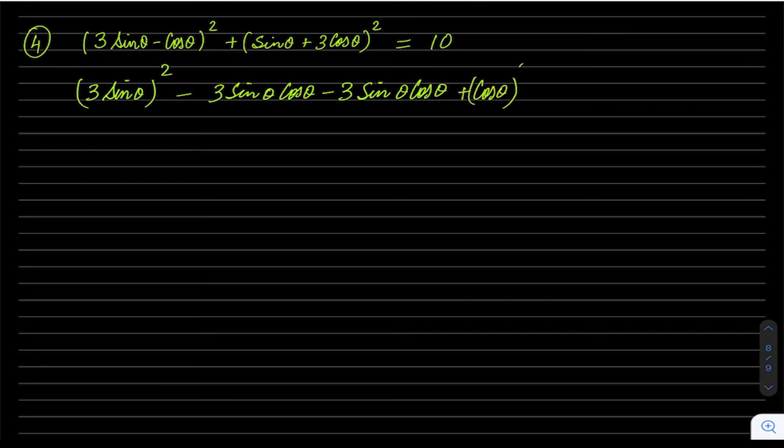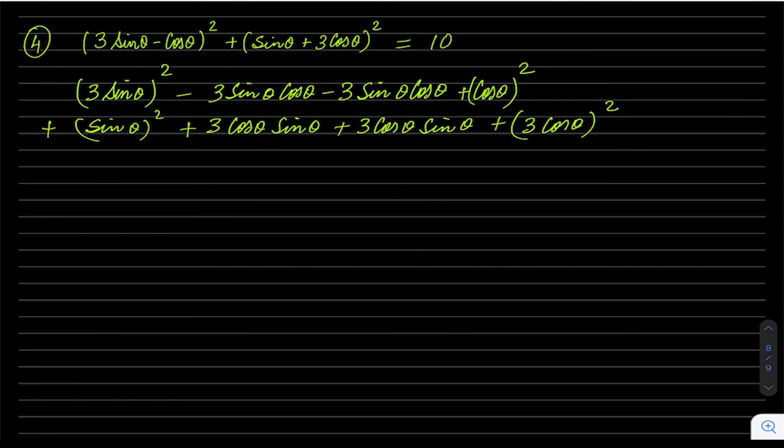So this is my first term. Now let's write the second term. Second term is plus sine square theta, plus 3 times cos theta sin theta, plus 3 times cos theta sin theta, plus 3 cos theta whole square. So this is our expression LHS.